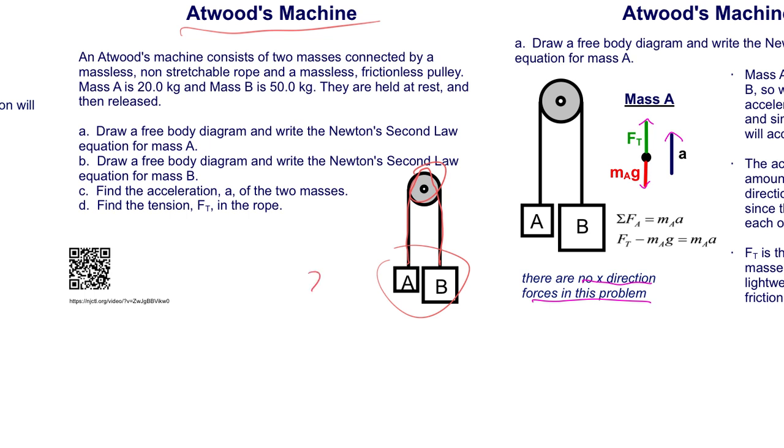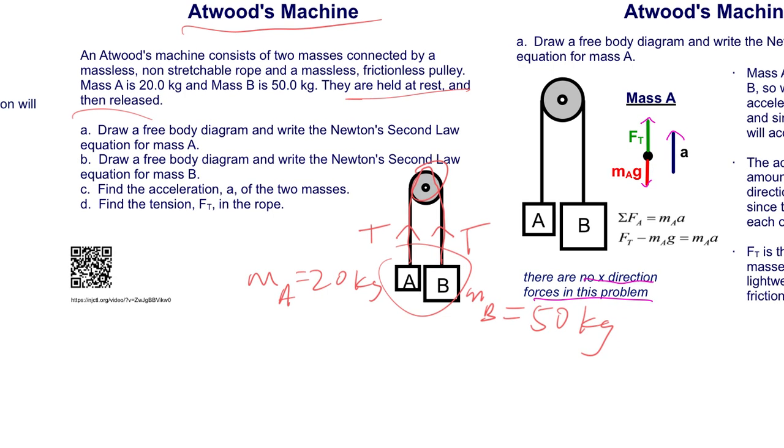Okay, mass A is 20 kilograms and mass B is 50 kilograms. Fine. They are held at rest and then released. Draw a free body diagram of each mass. By definition, these two tensions have to be the same. By Newton's third law of motion, A is pulling on B with the same tension that B is pulling on A.